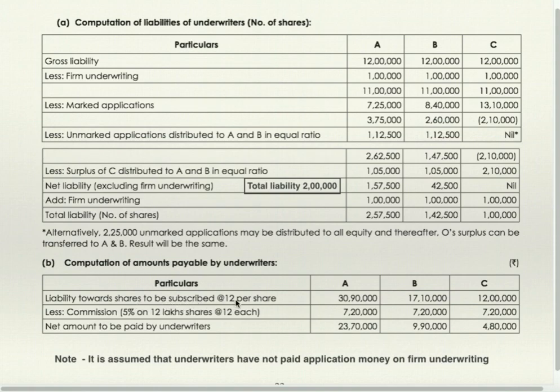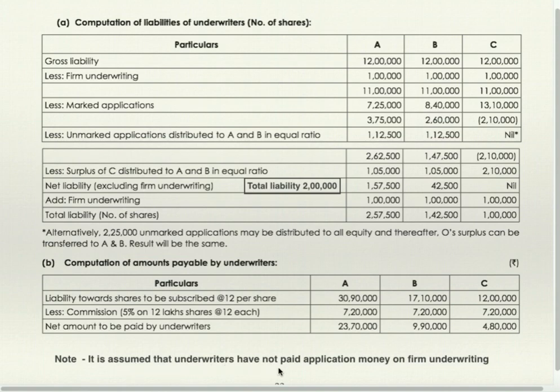Liability towards shares to be subscribed at 12 per share: 30 lakhs 90,000, 17 lakhs 10,000 and 12 lakhs. Less commission 5% on 12 lakhs at 12 each. Commission is payable on issue price, that is 12. Each one has underwritten 12 lakh shares. On that they will be getting commission, 12 lakhs into 12, 5% of that. Net amount to be paid by underwriters. Now this is to be paid by underwriters.